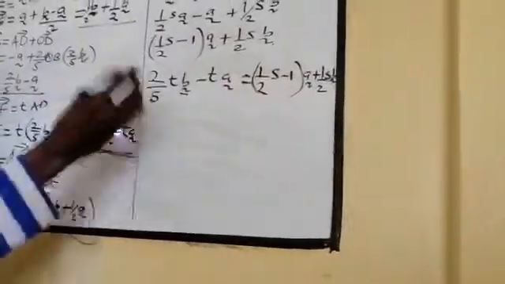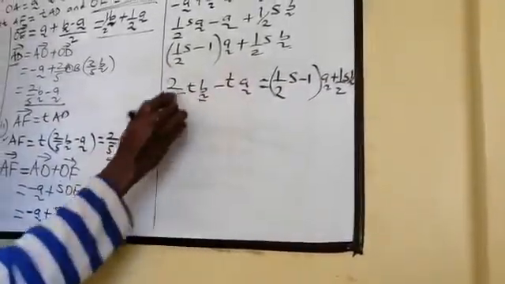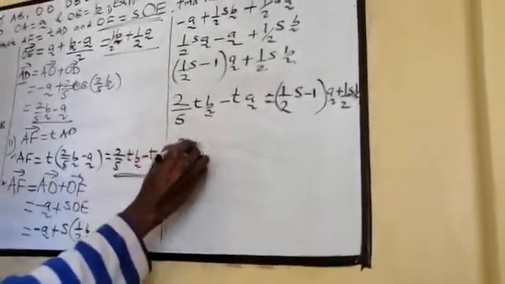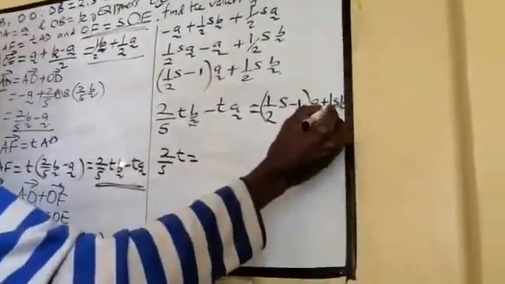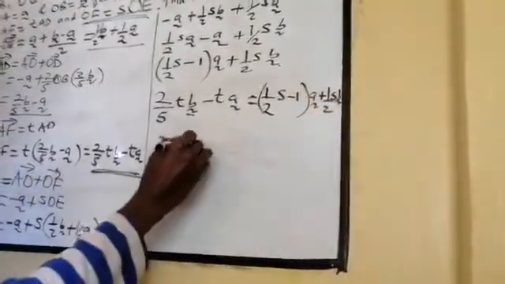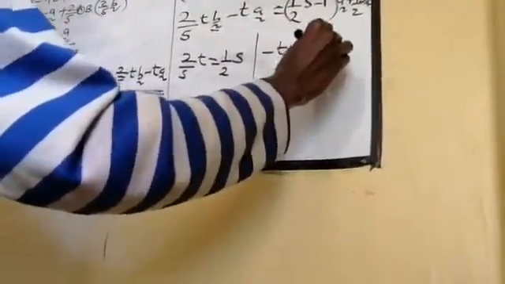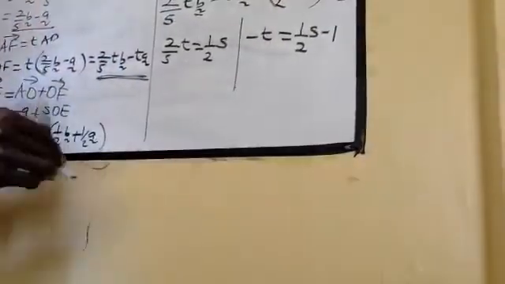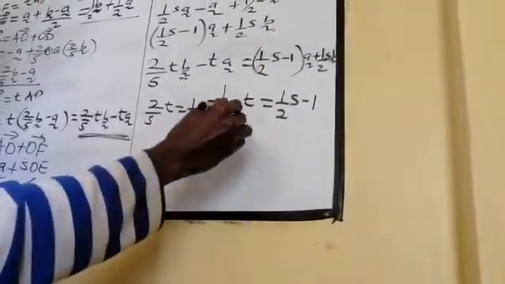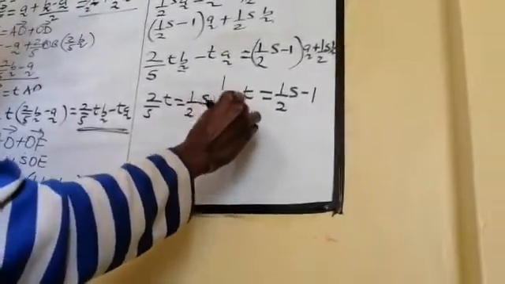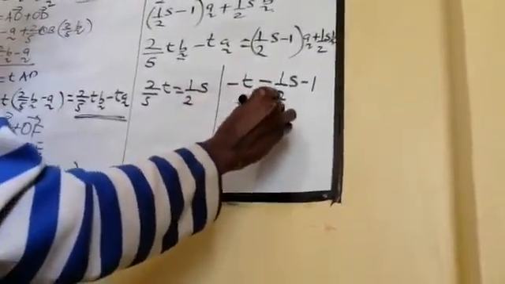But this time round, we only collect the coefficients of those vectors. For the B, 2 over 5 T must be equal to this one here, but we only take the coefficient of that. We leave out the vector B. 1 over 2 S. Similarly for A, negative T is equal to this vector A, which is a half S minus 1. So from this one here, we can get that T is equal to minus a half S plus 1.